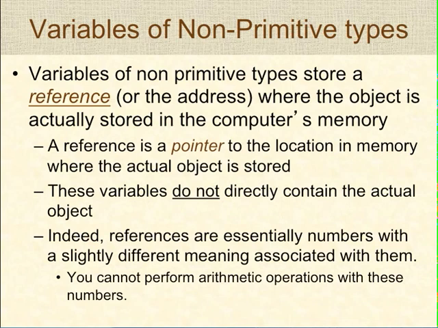Now, as I mentioned in one of the previous podcasts, variables of non-primitive types store a reference or address to where the object is actually stored. That is no different for strings. And again, you have to remember how aliases work: if you assign one string to another directly, you will be creating an alias rather than doing a copy.